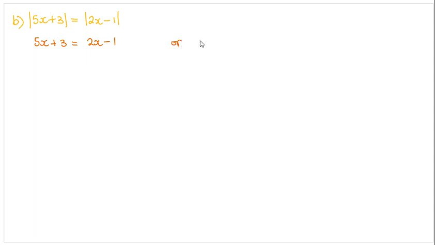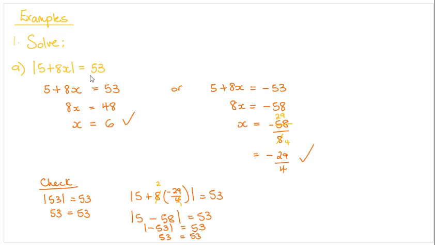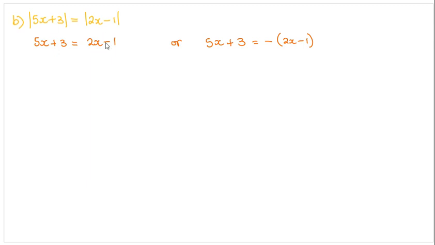And you're going to equate it to what's inside the other modulus to form an equation. You're also going to do the same thing: take the 5x plus 3, but this time you're going to equate it to the negative of what's inside the other modulus, just like we did with the first example, 53, negative 53. Something similar: 2x minus 1, the negative of 2x minus 1. And then we go ahead and solve individually. So 5x minus 2x, that's 3x, equals negative 1 minus 3, that's negative 4. So x is negative 4 over 3.